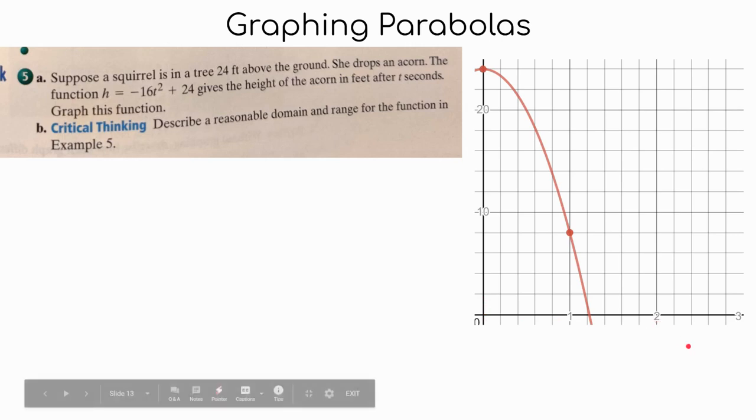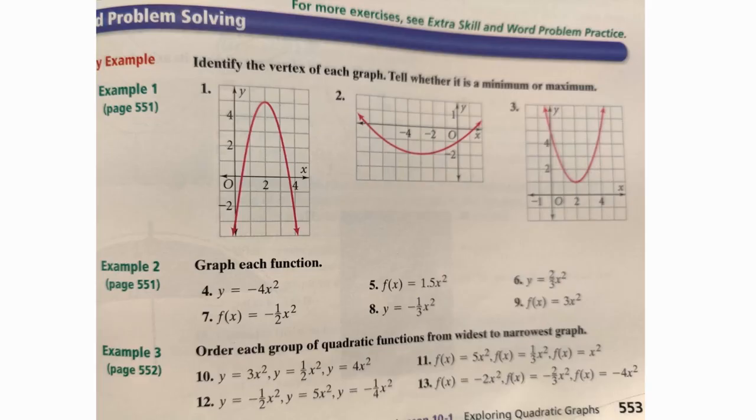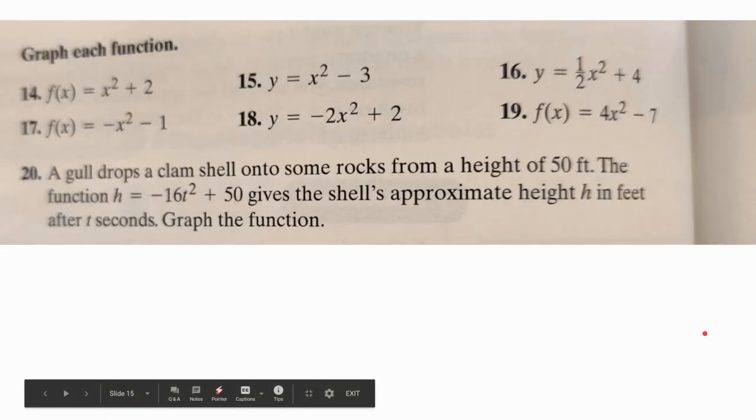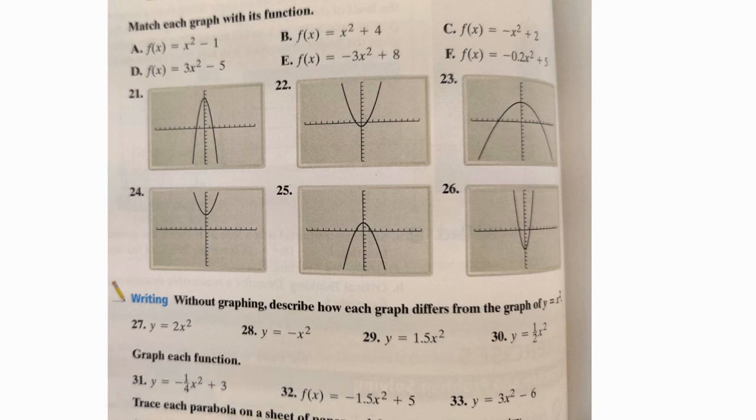All right, so now on to homework. So the homework is going to be assigned in Google Classroom. This is going to end the video. However, in this PowerPoint, you will see all of the pages for the homework. I'm figuring odds 1 through 33 should be fine for this section.